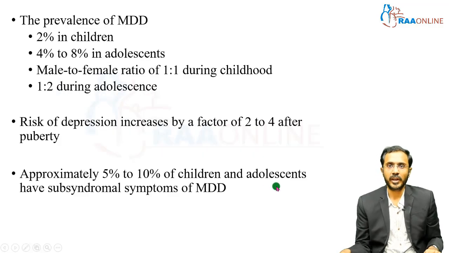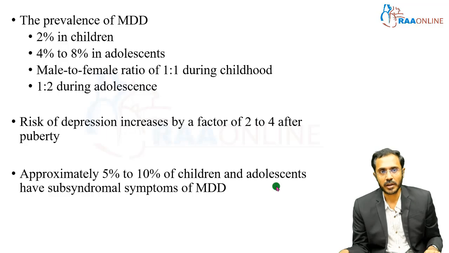The prevalence of major depressive disorder, MDD, in children is roughly 2%, and in adolescents it increases to 4 to 8%. The risk of depression increases by a factor of 2 to 4 after puberty. That is why it is less in children, around 2%, but it increases in adolescents. The male to female ratio is equal in childhood, 1:1, but in adolescence the female incidence is more and there is high female preponderance.